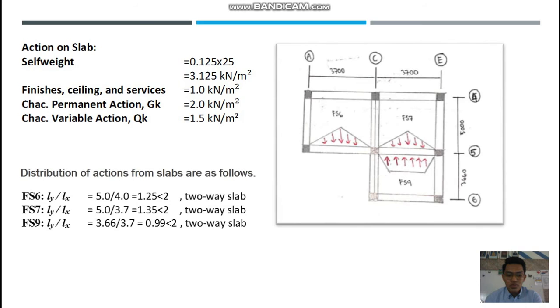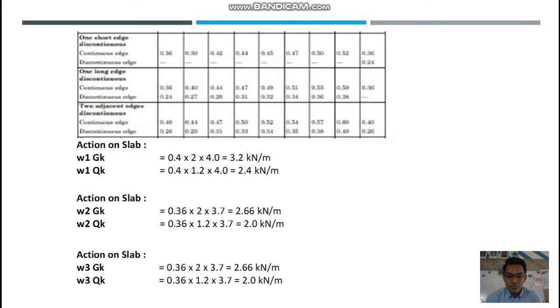Distribution of action from slab is as follows. For FS6 we use Ly over Lx. We use the horizontal and vertical values, and the value for FS6 is 1.25 and it is below 2, so it is a two-way slab. Same with the others, FS7 and FS9, they are two-way slabs also.